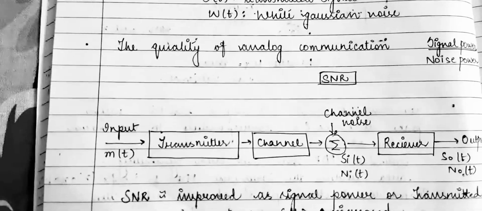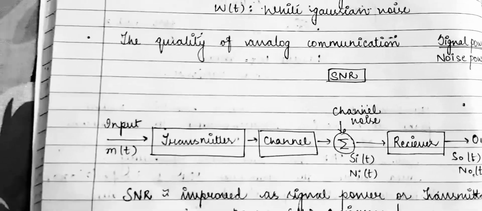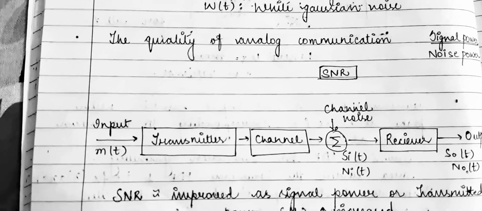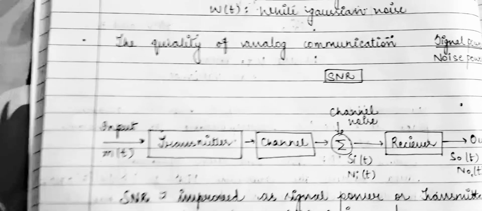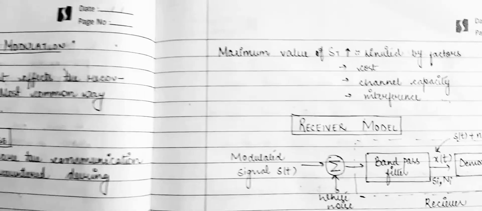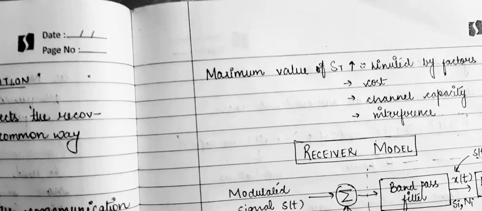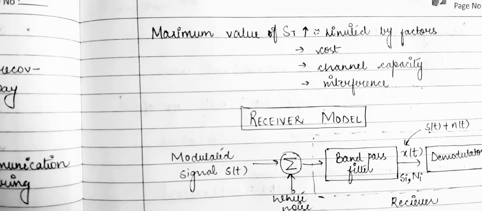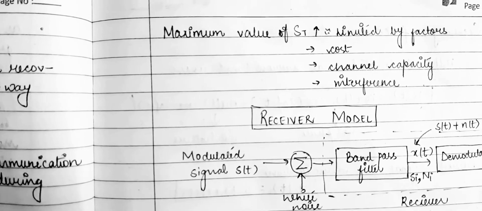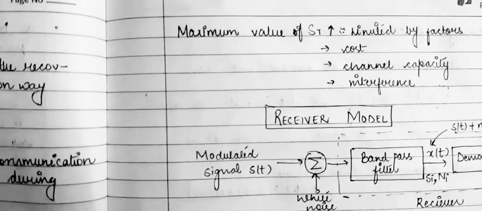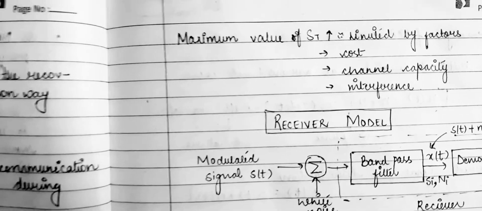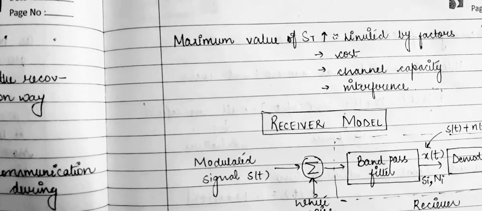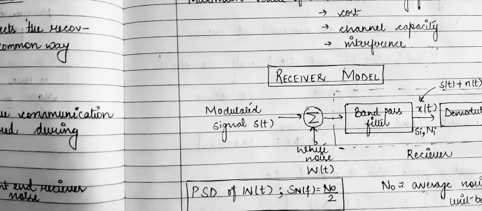So we can see that the SNR is improved as the signal power or transmitted power gets improved. So the maximum value of your transmitted signal is limited by some factors, that is the cost, channel capacity and the interference. Now we will be understanding the noise performance. For that we consider a receiver model.